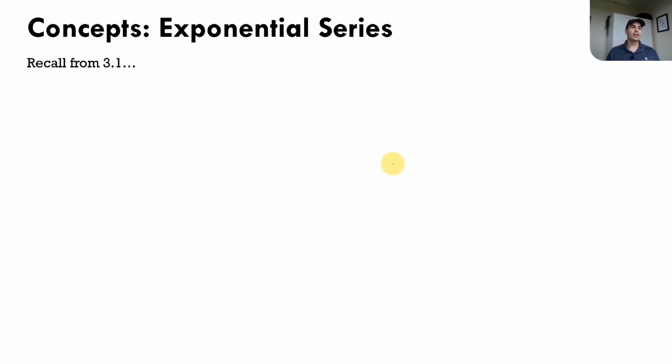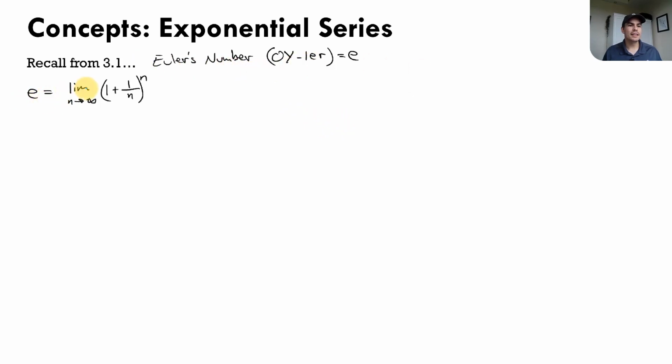And we're also taking a look at exponential series. Recalling all the way back from chapter 3, Euler's number, e, remember how we say Euler here? e is defined as the limit as n approaches infinity of 1 plus 1 over n raised to the n power. Now we said then that e to the x was defined as the limit as n approaches infinity of 1 plus 1 over n raised to the nx. That's the only difference there when I look at e to the x.